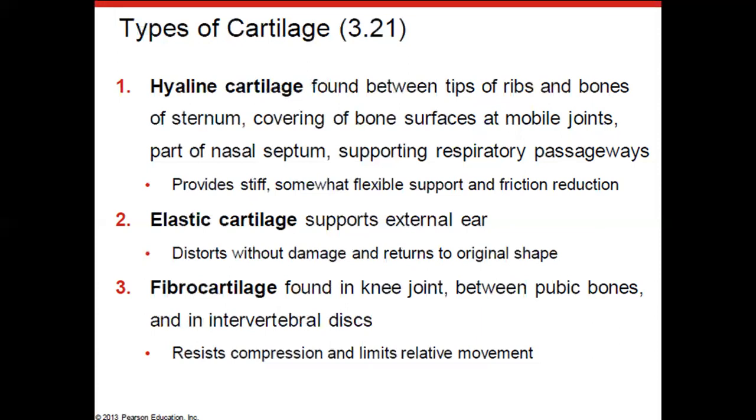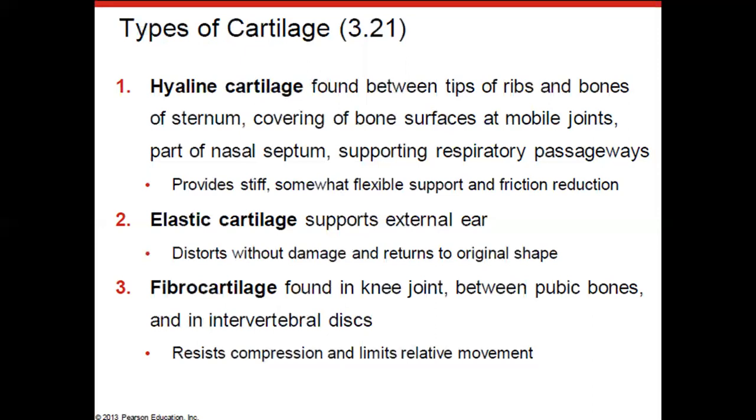And it provides a somewhat flexible environment, but supports and reduces friction, so that as you move your elbow, or you flex and extend your elbow, or you move your shoulder, or you flex and extend your knee, you don't damage the bone located there, because that cartilage just provides this kind of flexible movement in there and support.